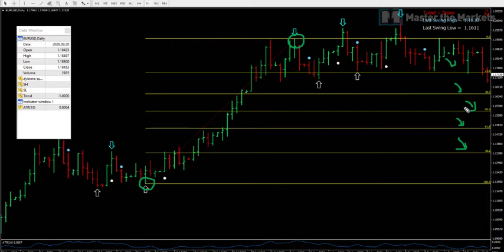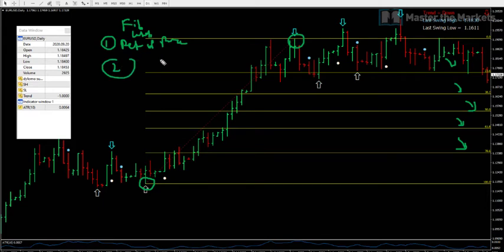Okay, so that is what a Fibonacci tool is. Basically, it tells you the levels of retracement of price, the different levels of retracement of price. Okay, that is what Fibonacci is. Now, why is it important? Why would you want to use it?